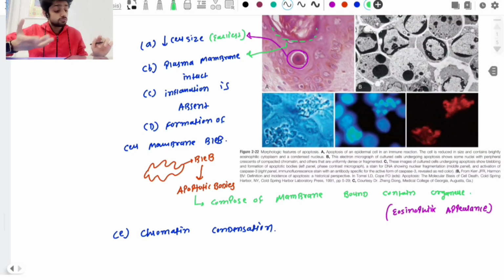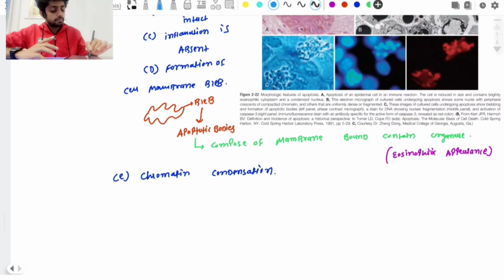Number 4, formation of cell membrane blebs. What is the meaning of cell membrane bleb? As you can see here, the membrane becomes bleb-like in appearance, and after this the part is detached. That is called the apoptotic body. If a question comes, what is the meaning of apoptotic body? Don't get confused, guys. An apoptotic body is composed of membrane-bound organelles. When it detaches, the cell membrane is also detached, and membrane-bound organelles come along with it.